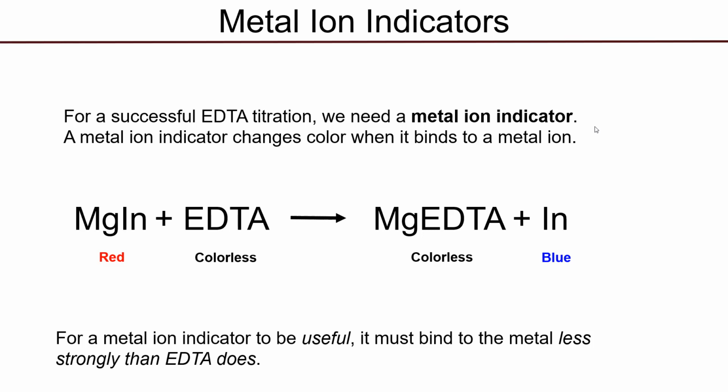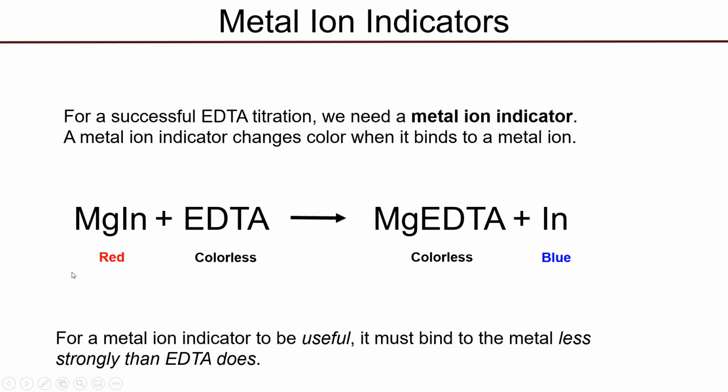The general reaction in an EDTA titration is not simply that the metal ion binds to EDTA and you get the metal-EDTA complex. Instead, the metal ion binds to the indicator, and EDTA displaces the indicator ligand from its bond with the metal, forming the metal-EDTA complex and kicking off the free indicator molecule, and this causes the indicator to undergo a color change.